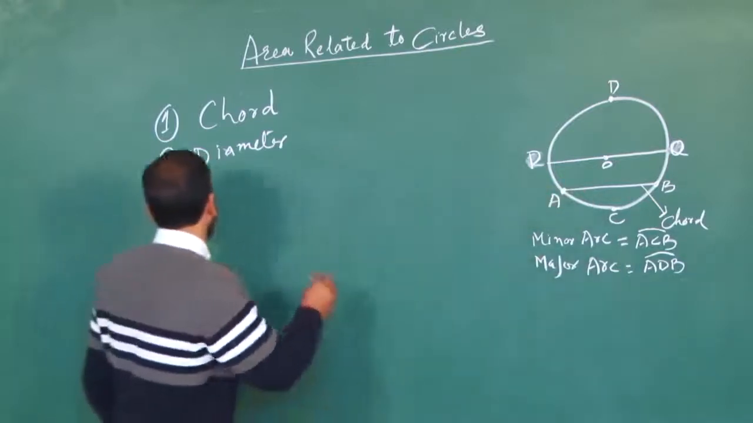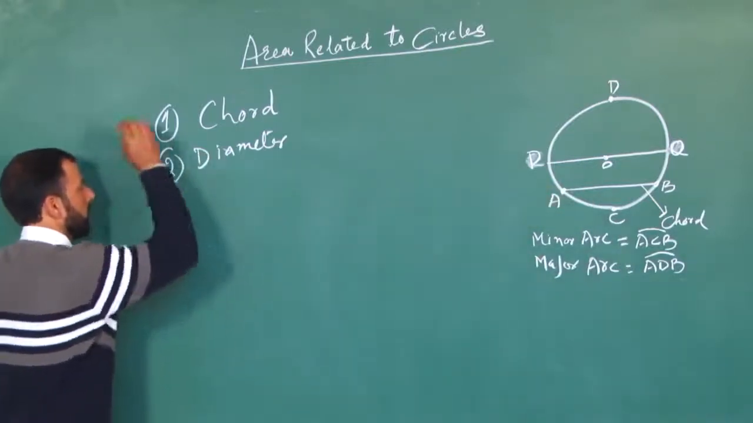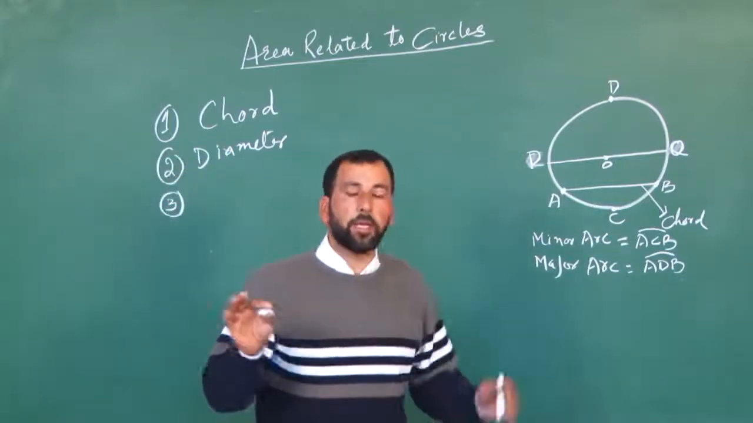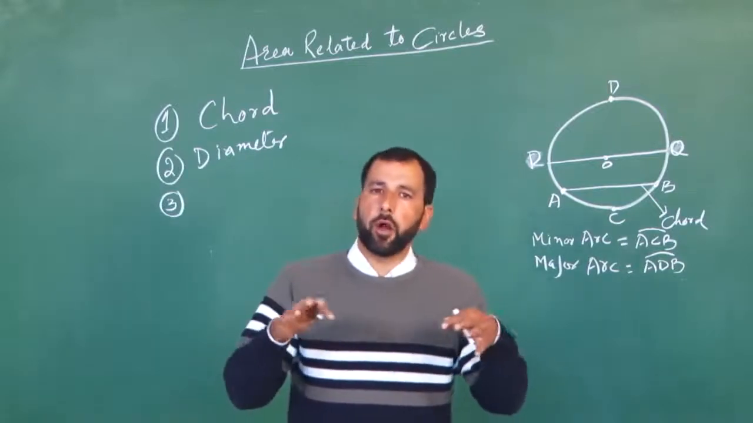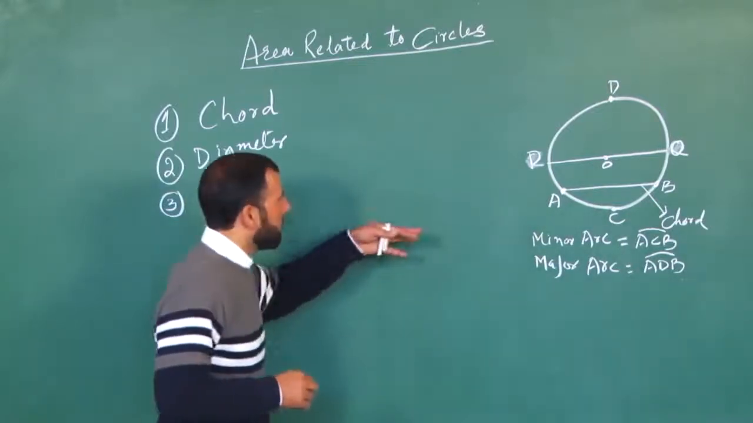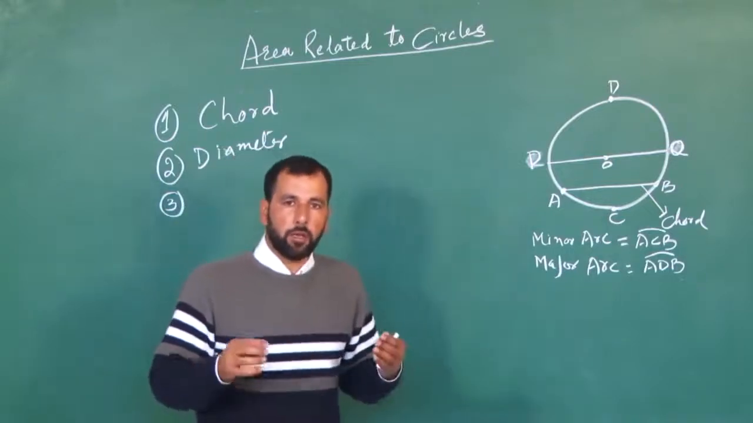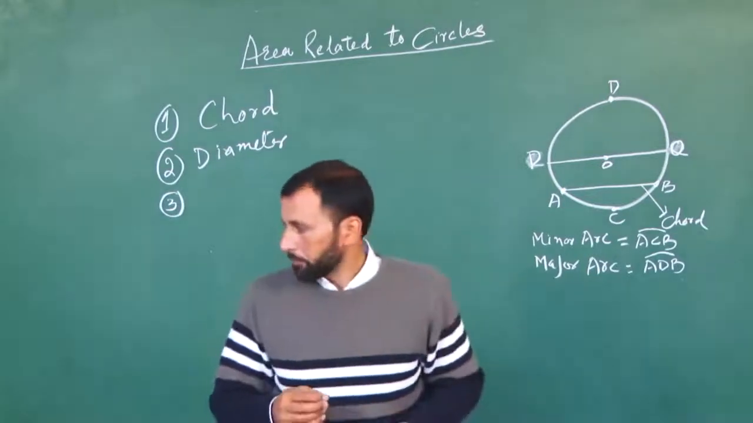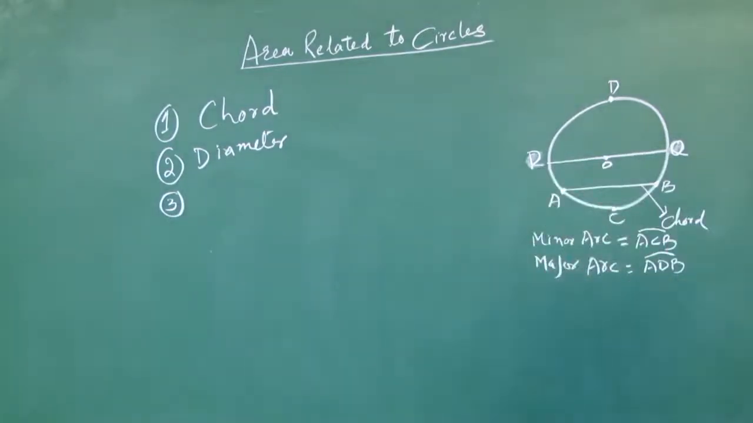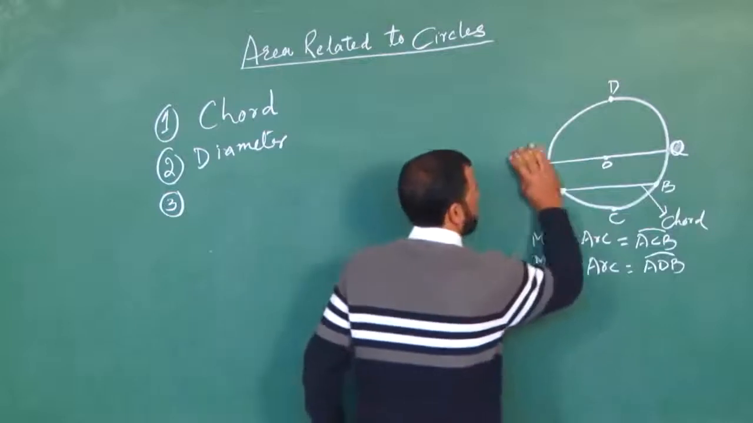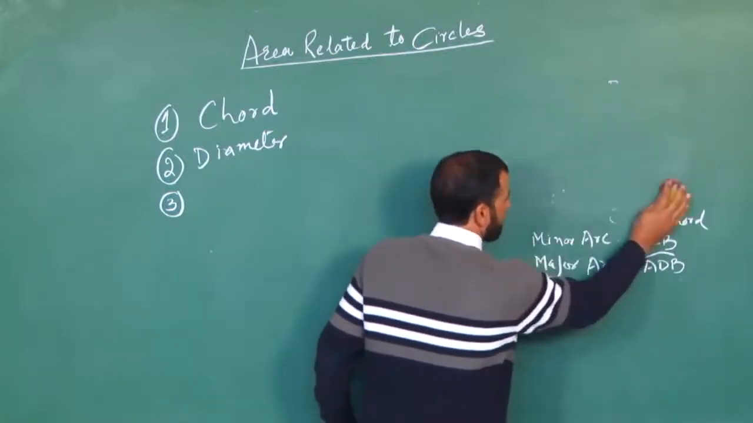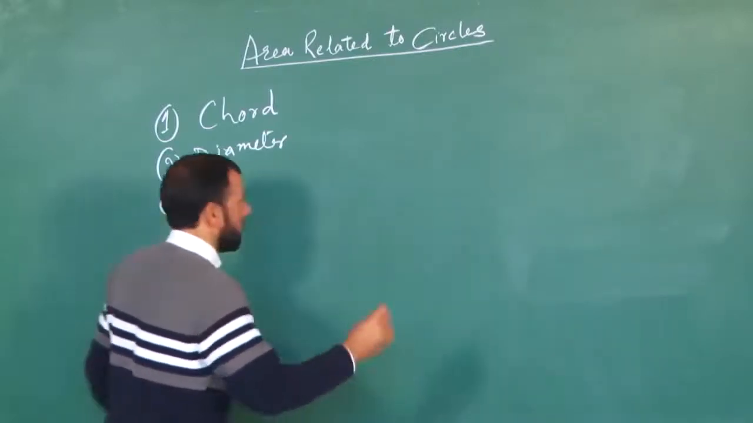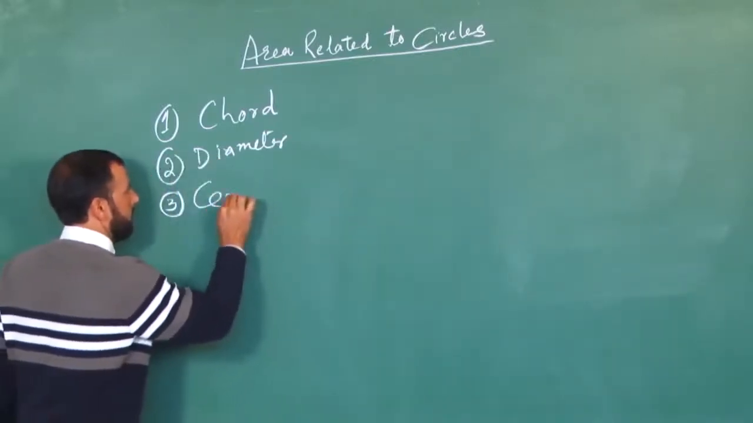Now the third one is the central angle. What is the central angle? An angle subtended by an arc, either it is a minor arc or a major arc. An angle subtended by an arc at the center is said to be the central angle. Let us draw another circle of radius R. Now the third point we have discussed here is the central angle.